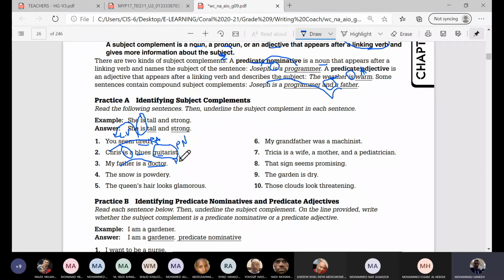Hadi, number 4. The snow is powdery. Powdery, and it's a predicate adjective. Very good. Yes, correct. Describing snow. Very good adjective. Number 5. Riyadh, 5. Yes, mister. The queen's hair looks glamorous.